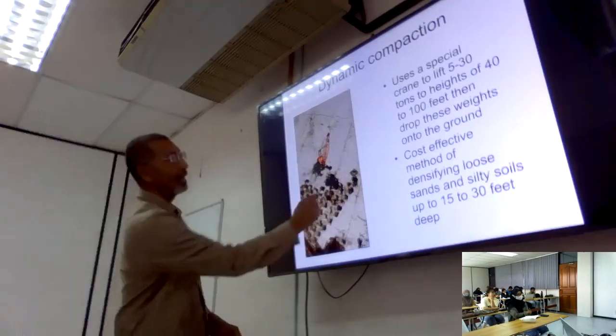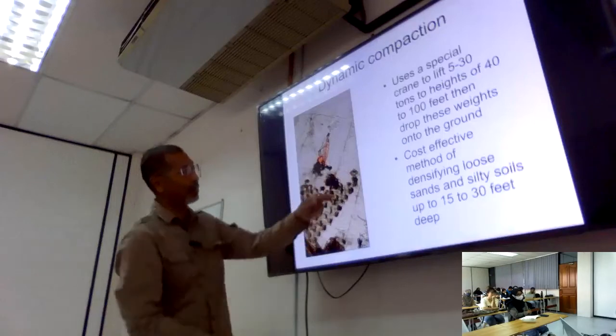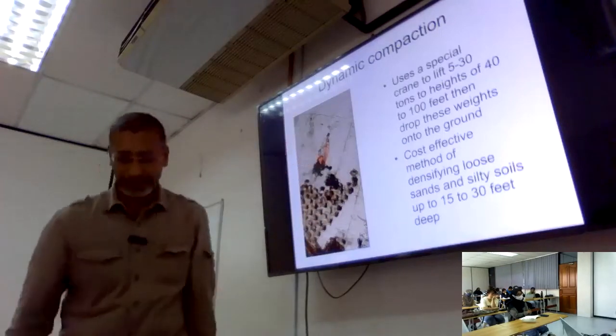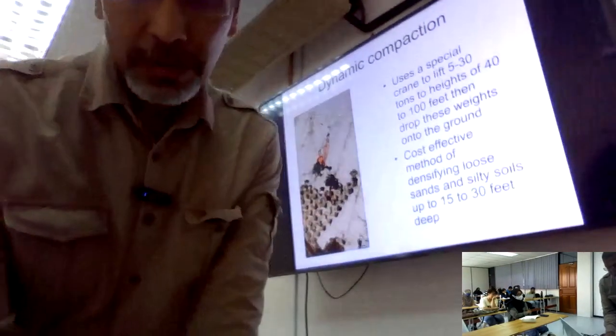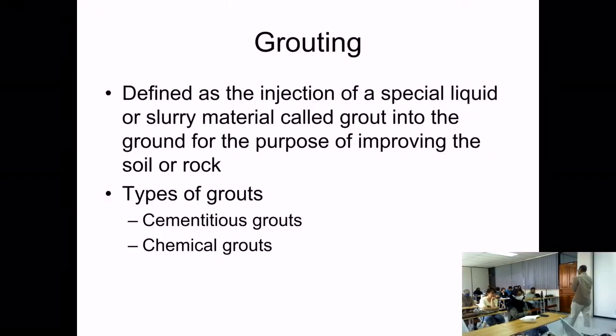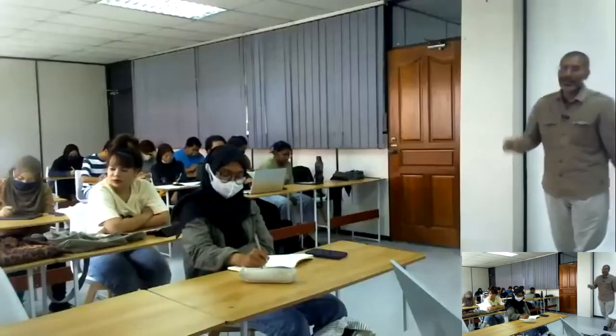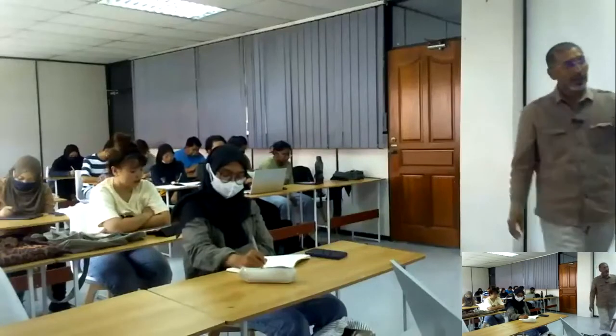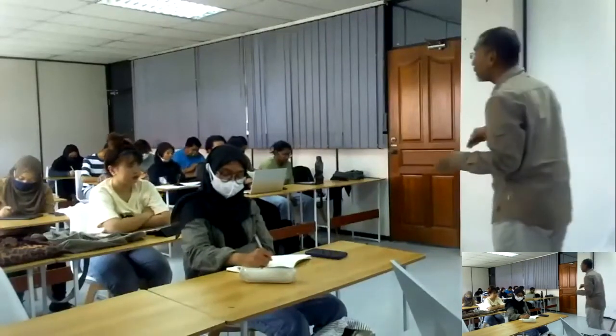And before that, you can see there is a marking here. So this thing is supposed to drop onto that mark. Okay, grouting, I mentioned just now. Grouting, right? You try to inject certain, what we call liquid or slurry material, which is called grout, into the ground. So you have cementitious grout or chemical grout that you pump into the ground.